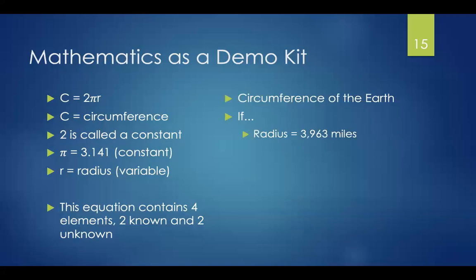You had to know the circumference. Well, not necessarily. In our actual facts, we're given the diameter, correct? Yes, sir. Okay, the diameter is what? The diameter is 7,926 miles. Okay, so the radius is what with respect to the diameter? Half.